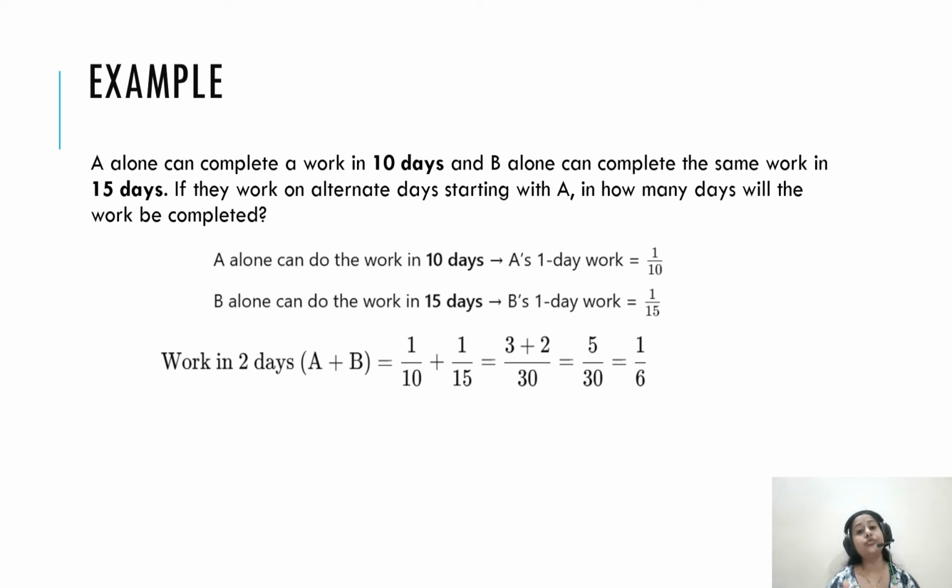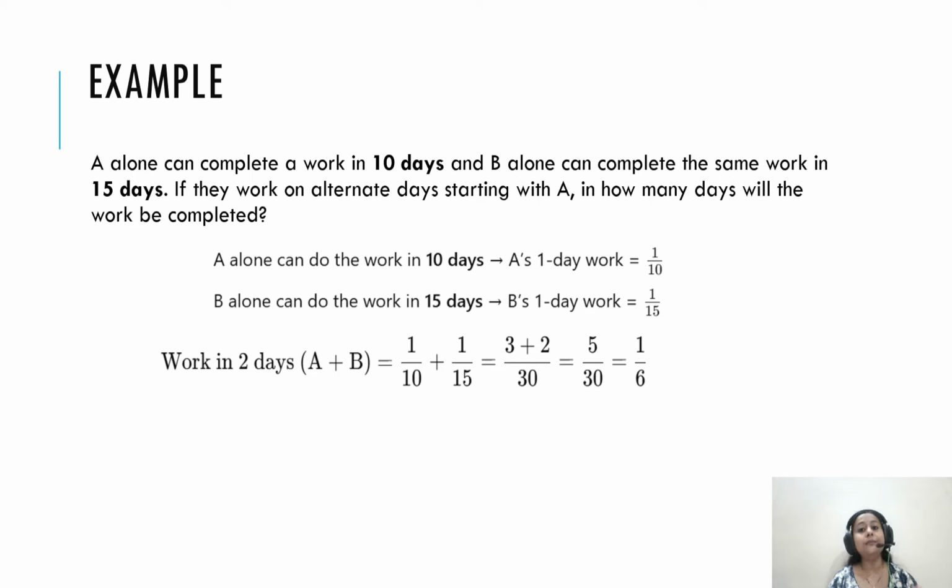Okay, so this 2 day cycle will continue. How many 2 day cycles do I need, given that in 2 days 1 by 6 fraction of work is completed? How many 2 day cycles are needed to reach 1? So what is the number that I have to multiply with this 1 by 6 so that I will reach 1? Okay, so that will be our answer.